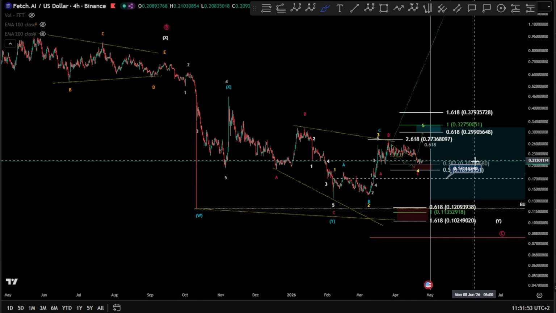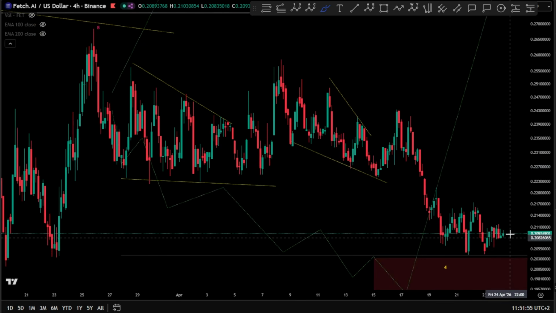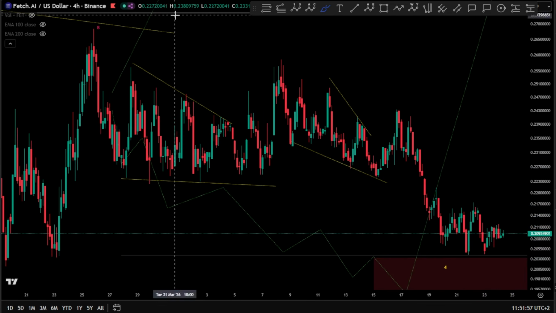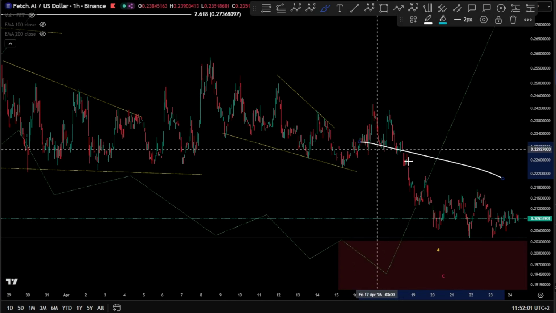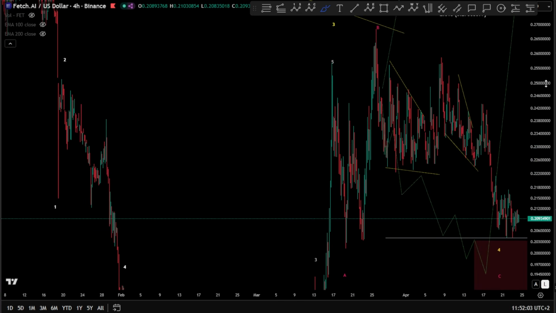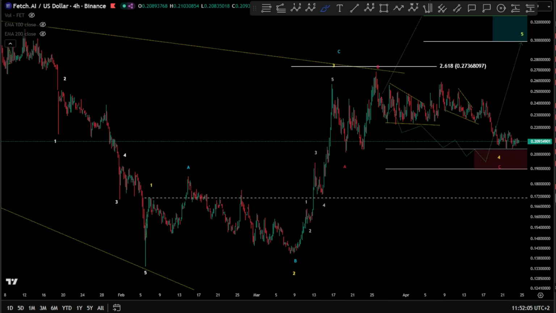So I still see some weaknesses. I don't see any signal of strength internally. This is very, very corrective, obviously, and we're still looking for lower here for FET, guys, for Fetch.AI.